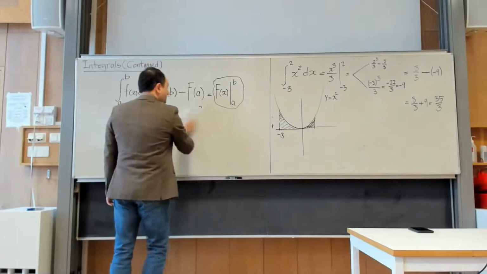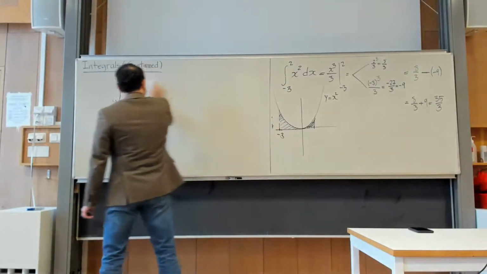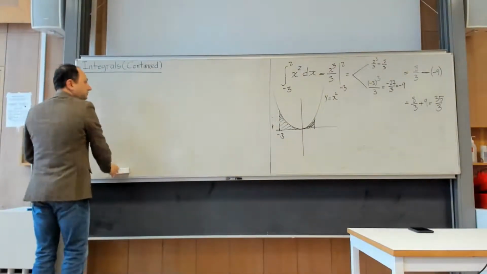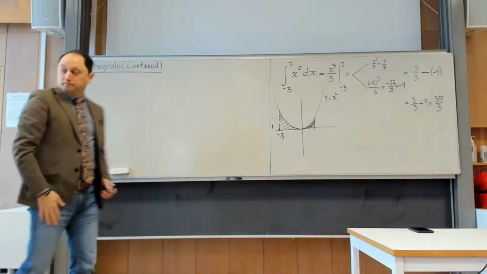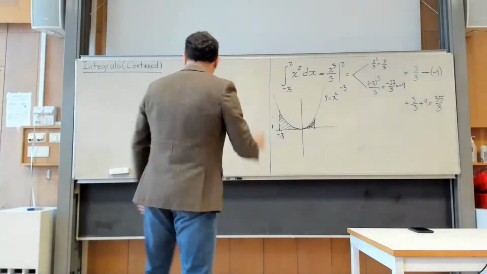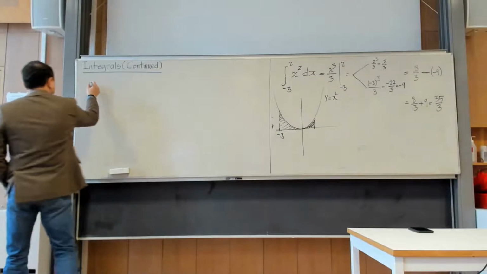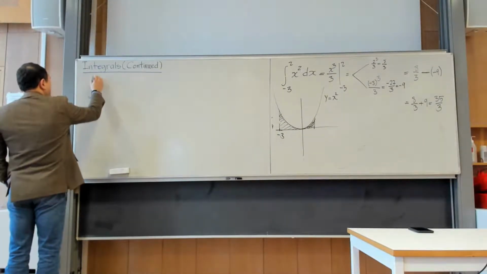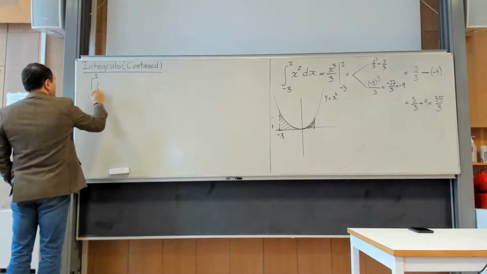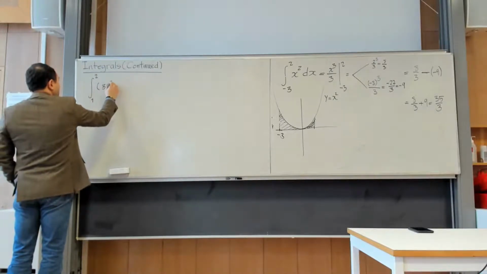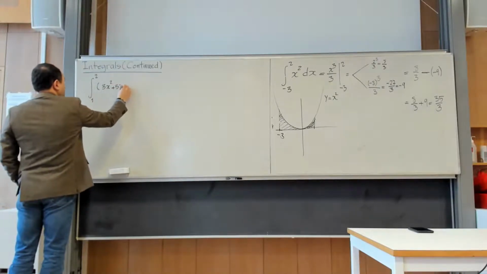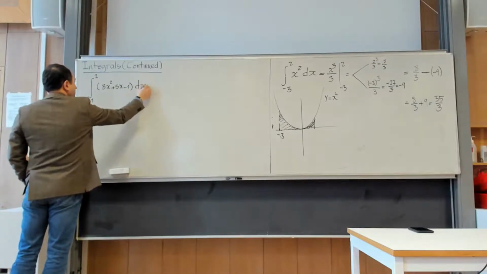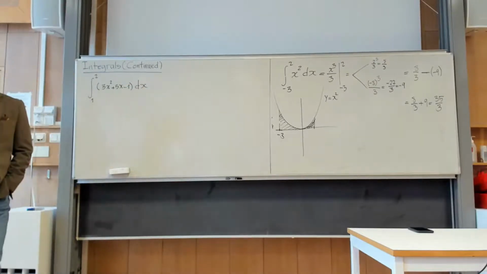Okay, so let us do some examples. I want to write some of them here for you. So let us just write some examples. Integral from 1 to 2, 3x² + 5x - 1 dx. We want to calculate this.